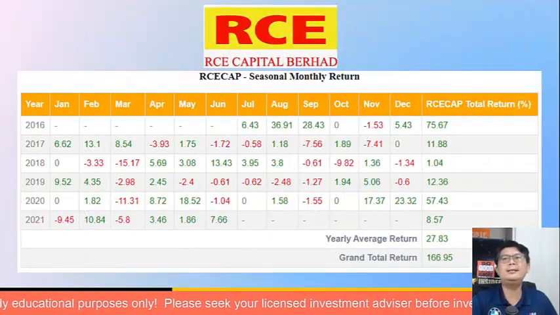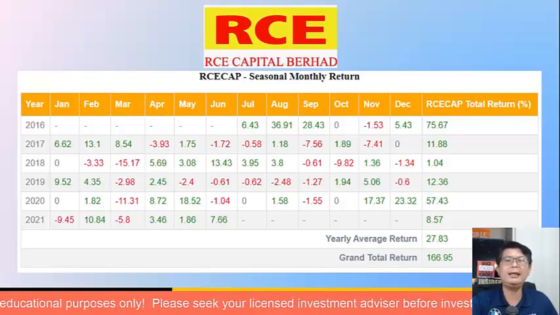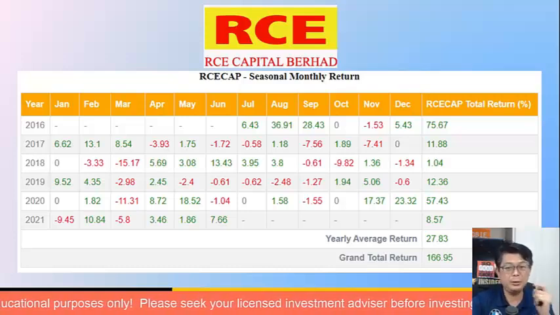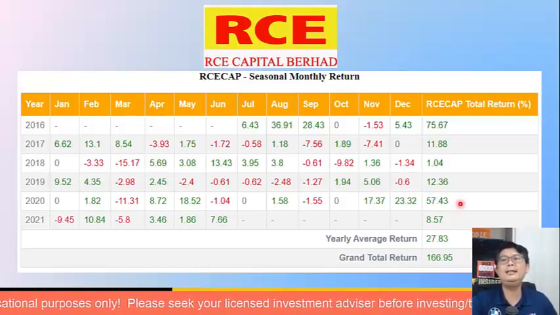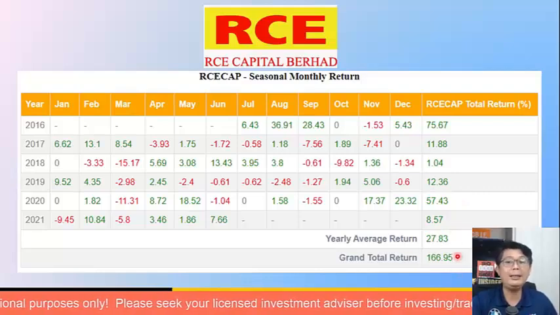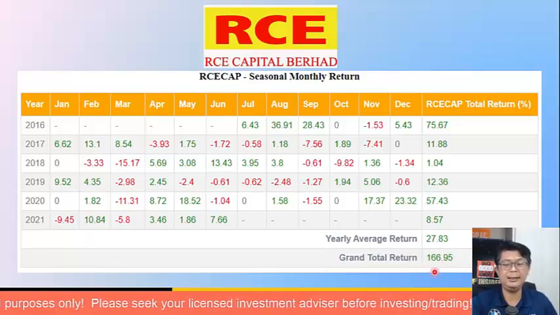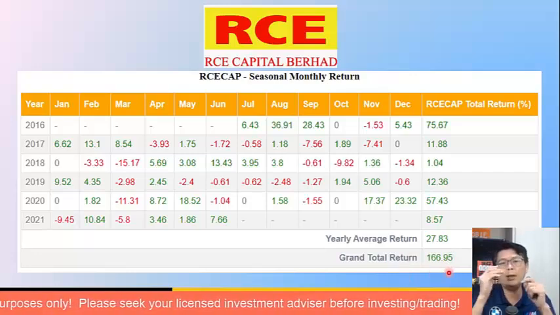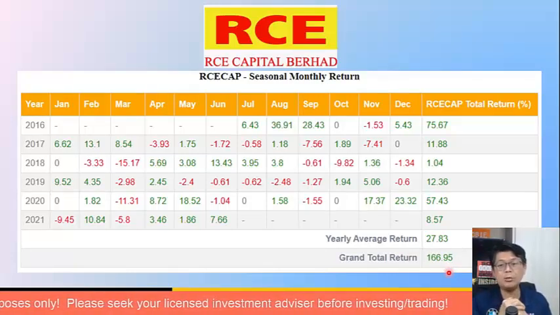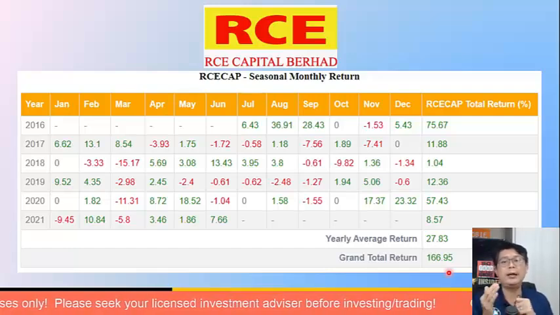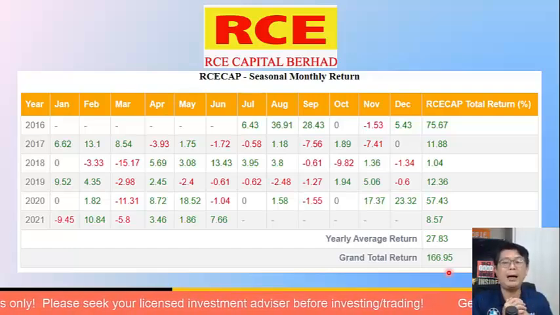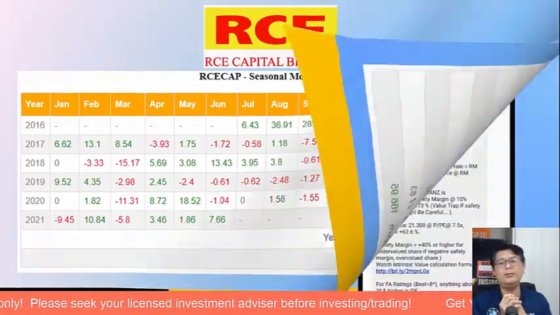Now, let's take a look at the seasonal return for RCE Capital. This is only Malaysia. We've got US to go, okay? So in here, you can see yearly average return about 27% and a total grand return of 166%. So I've added RCE Capital, which is a mid-cap stock, not totally a large cap stock, right? So that at least you have some upside from here, all right? Take note of that one.